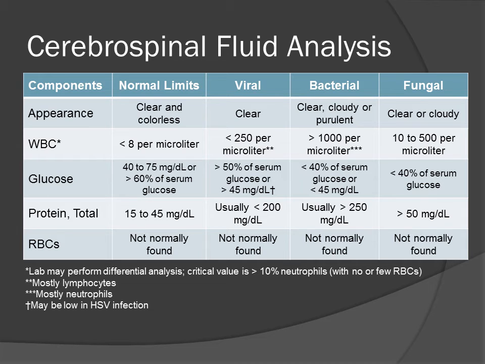Fungal meningitis also has extremely high mortality. The appearance is going to be clear or cloudy. White blood cells are going to be 10 to 500 per microliter. Glucose is going to be less than 40% of the serum glucose. Protein is going to be greater than 50, and red blood cells are not normally found.